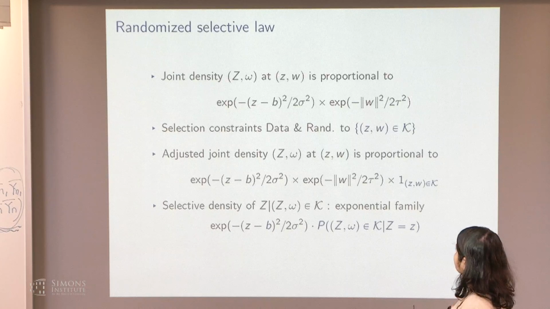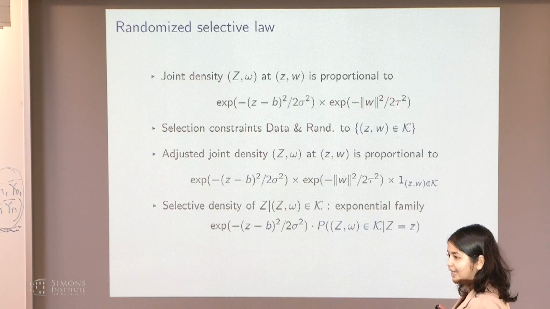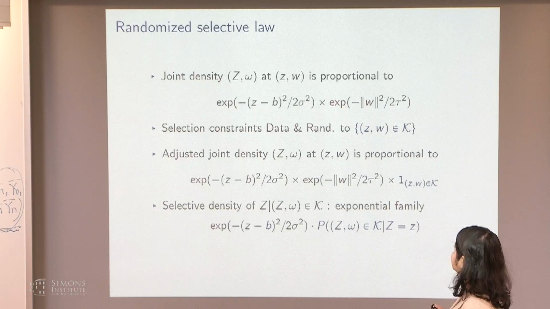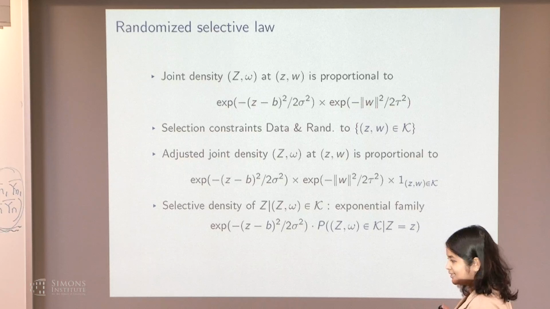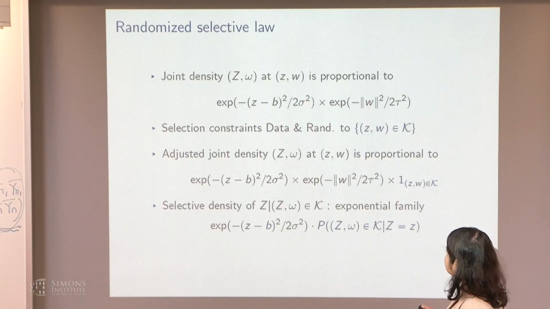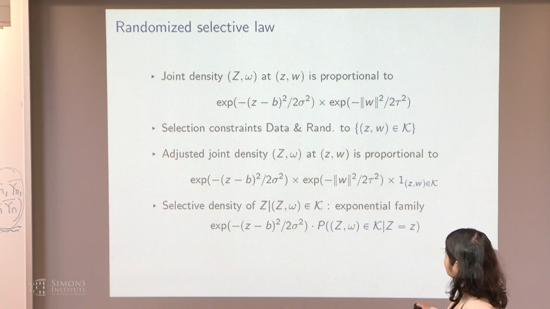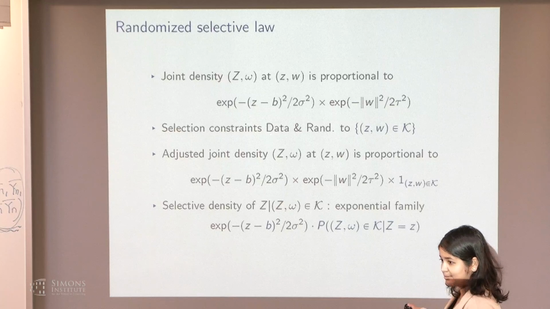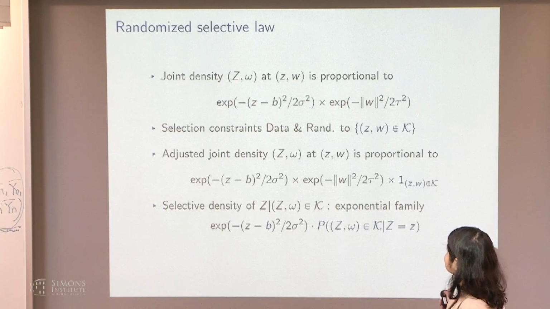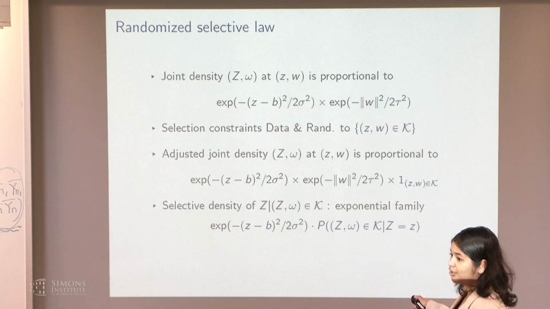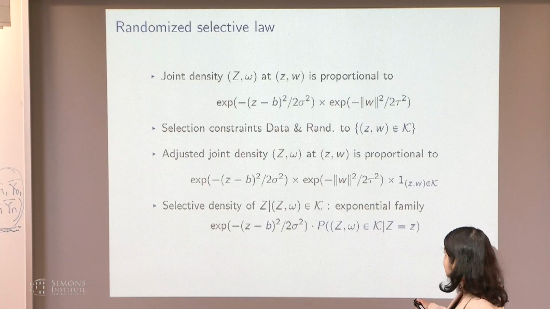Now, what is the unadjusted or the pre-selective joint law of data and randomization? In this case, I just use some Gaussian noise. This is my Gaussian law for randomization, and it is independent of the data. The data Z is just univariate Gaussian with mean parameter b that I'm trying to infer about and variance sigma square. So this is the pre-selective Gaussian law of data and randomization that I start out with.